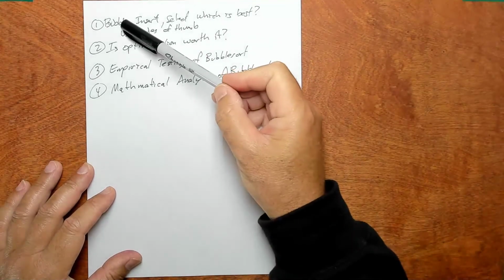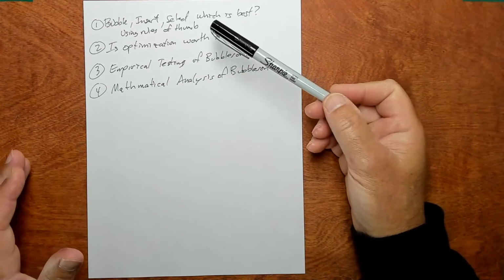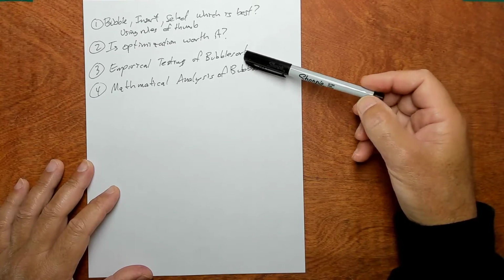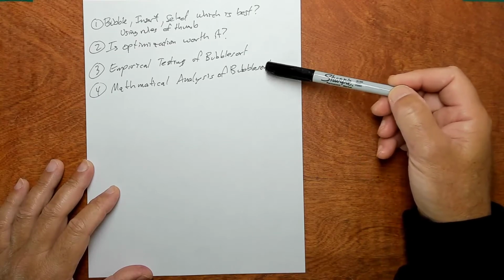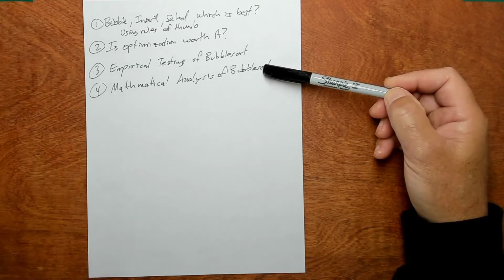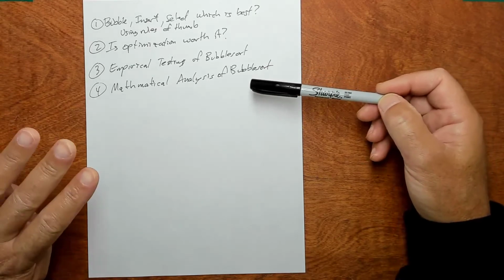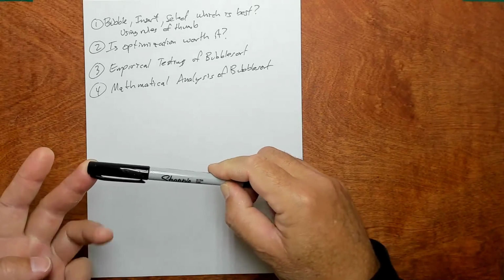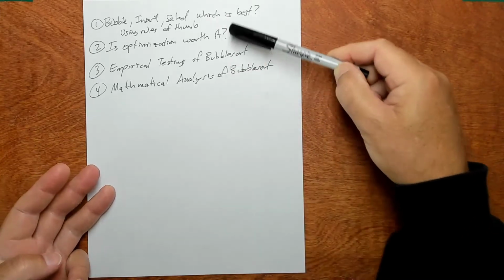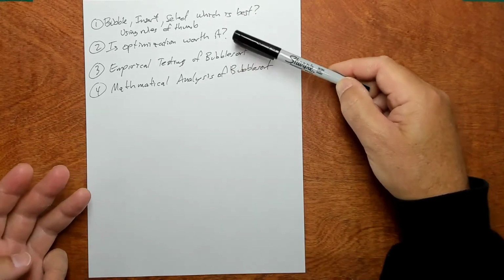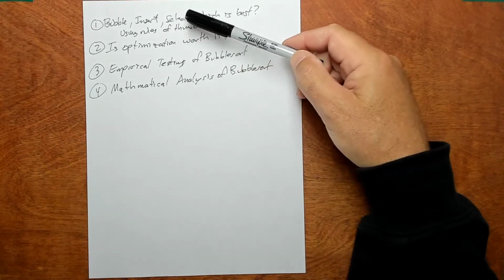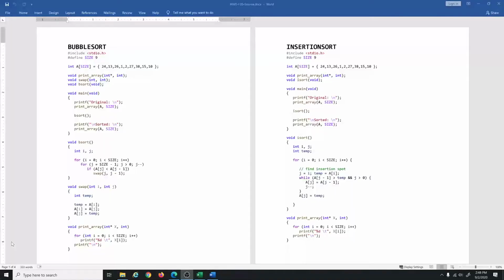There's a classical optimization for bubble sort, and we'll see, does that matter? And then let's do some empirical testing of bubble sorting. That is, we'll measure it. And then I've got a mathematical analysis of bubble sort, all right? Because we have three ways of doing analysis. We've got empirical testing, we've got mathematical analysis, and we've got rules of thumb. So we'll do all three of those with bubble sort, and we'll also do the rules of thumb with insertion sort and selection sort. All right, that's what we're going to do.